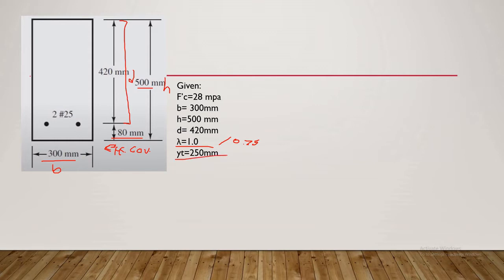So ano ba yung YT? YT is the distance from centroidal axis to its extreme fibers in tension. So hanggang dito. So basically kalahati nung ating H na yan.